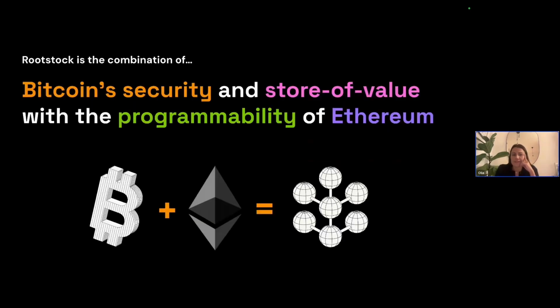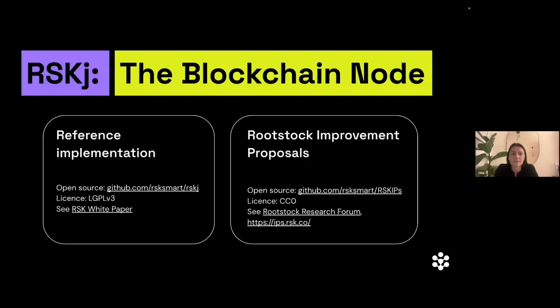All right, so as a summary, what we've talked about so far, Rootstock is the combination of Bitcoin security and store of value that we are aware of, and the programmability of Ethereum. Now, let's dive in a little bit deeper in how all that works.